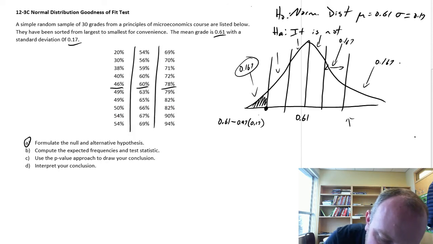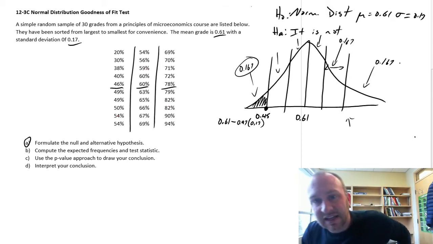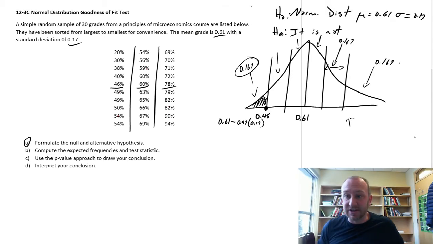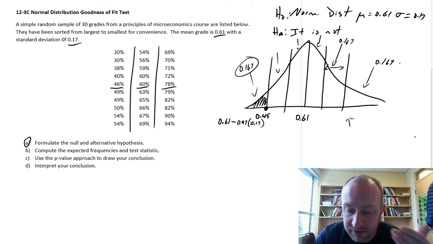So that means that this value is 0.45. If it is normally distributed, we should have 5 observations that are less than or equal to 0.45.